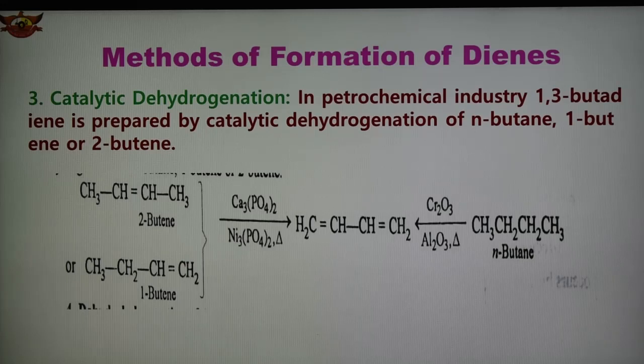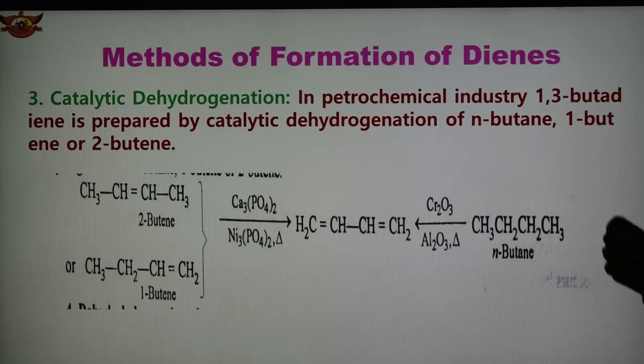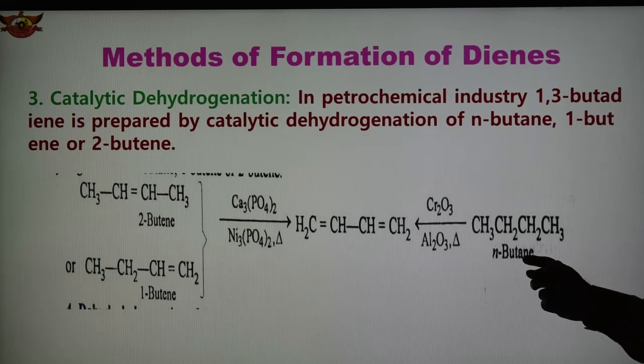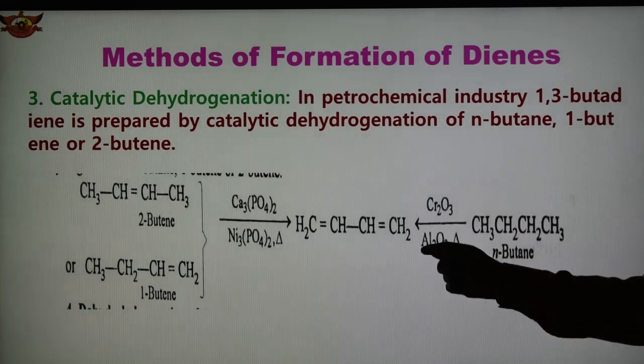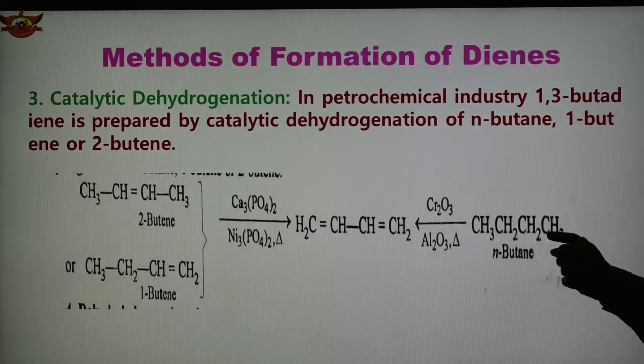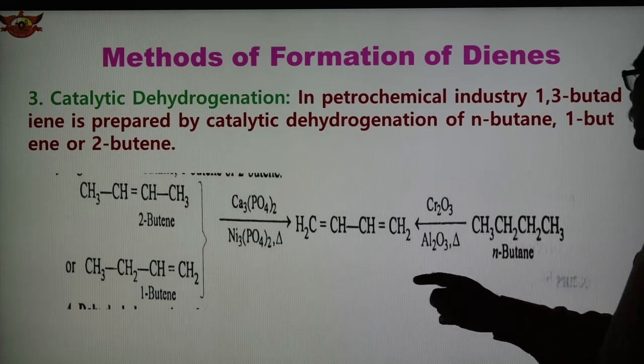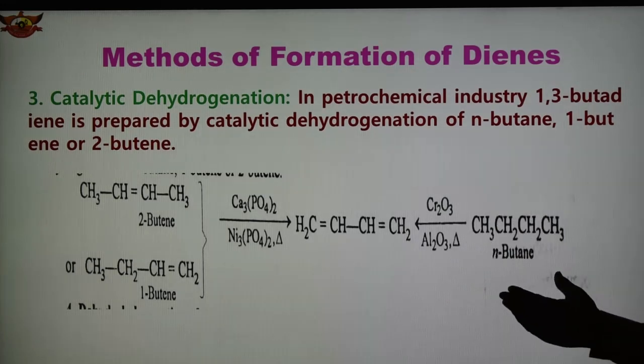We obtain the compound. In the petrochemical industry, 1,3-butadiene is obtained by catalytic dehydrogenation of n-butane, 1-butene, 2-butene. These 3 compounds are there. So this is the n-butane. In the presence of chromium oxide or Al2O3 when we heat, this n-butane gives 1,3-butadiene. Here the removal of hydrogen, dehydrogenation, is taking place.